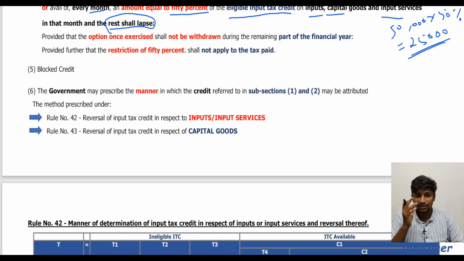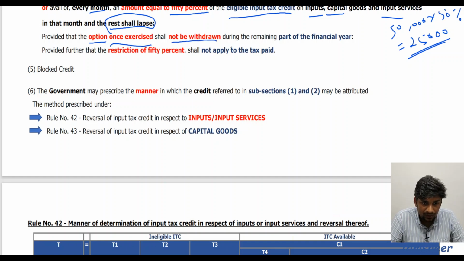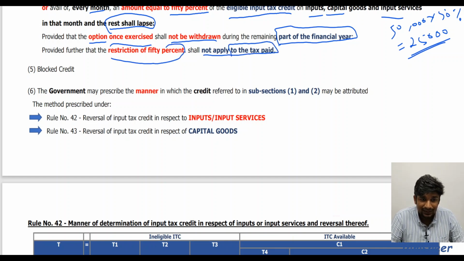But there are two conditions in respect of the options available to banking companies. The first condition is that once the option is exercised, it shall not be withdrawn during the remaining part of the financial year. The other condition is that the restriction of 50% shall not apply to the tax paid. The 50% restriction is not applicable to the output tax paid. It is only restricted to the input tax.